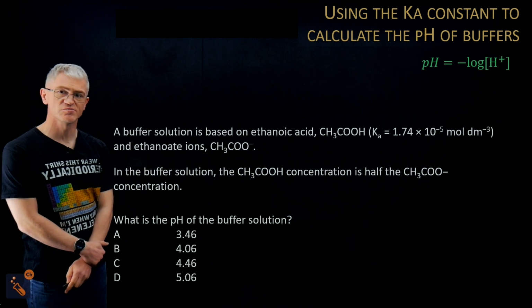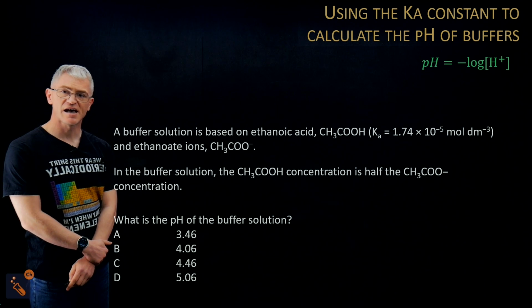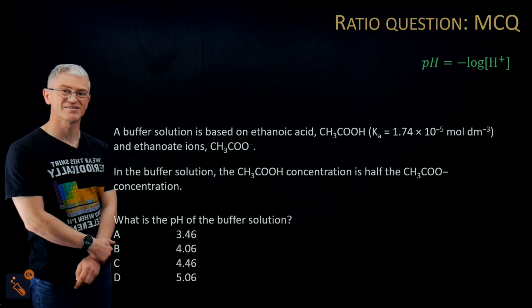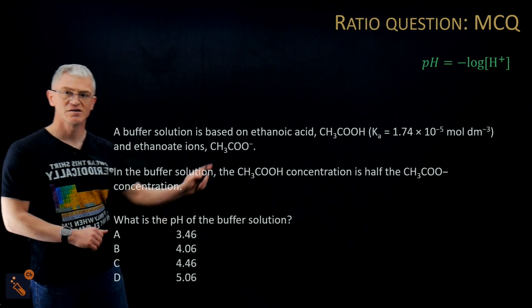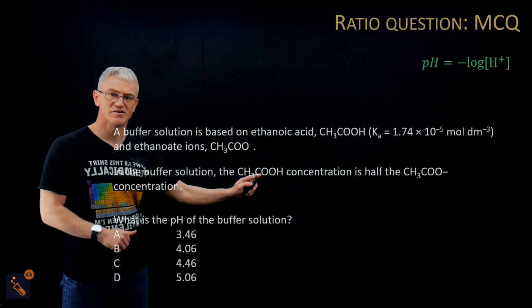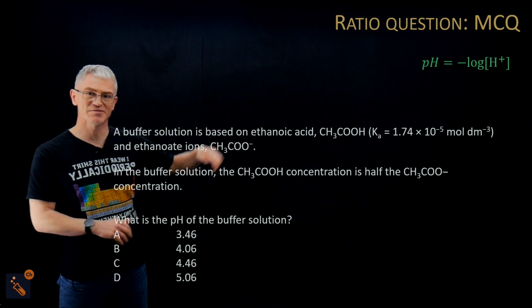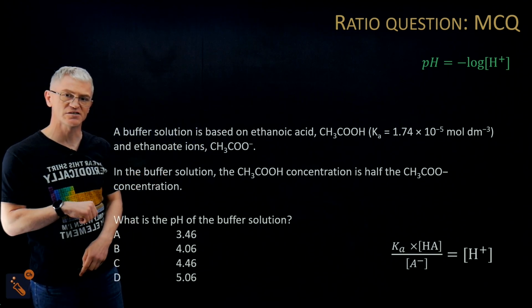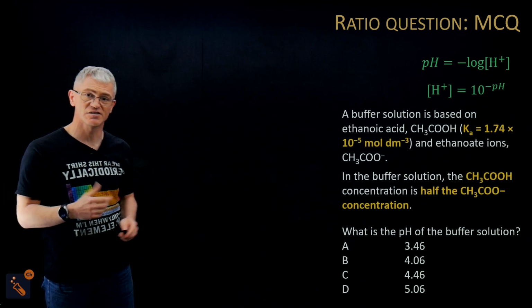In our next question, we've got a buffer solution based upon ethanoic acid again. In the buffer solution, the CH3COOH concentration is half that of the CH3COO minus. So that is half of the other one. Now you label that as HA and label that as A minus, and you can start to get the point of the question. We need to know the pH. So let's move that to the side, and now we've moved it aside, highlighted the key areas.